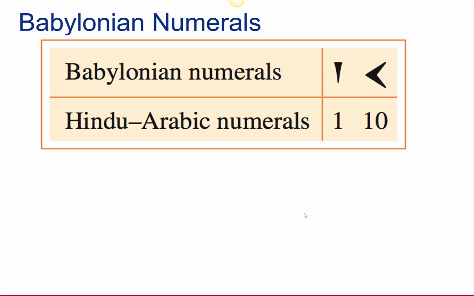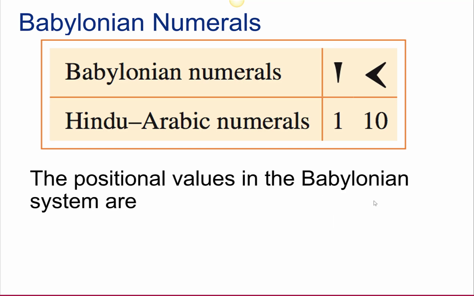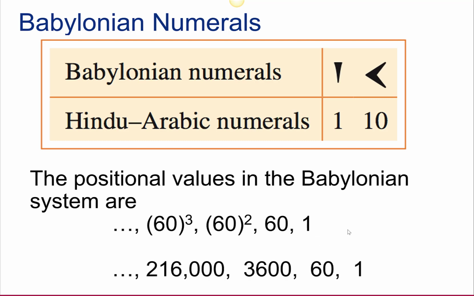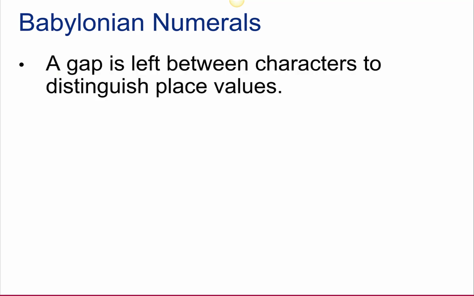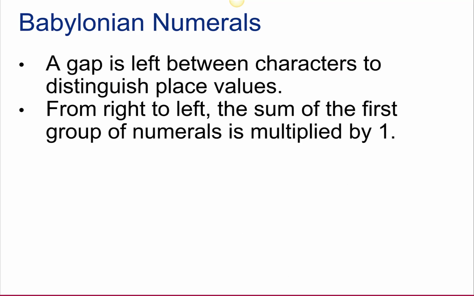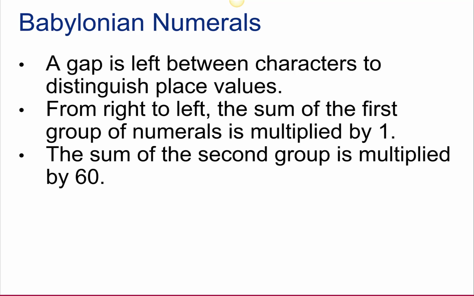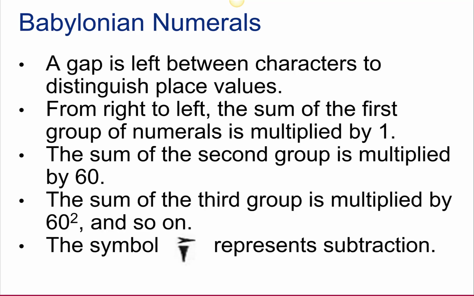So they only have 2 numerals. They're shown here. And the positional values with a base of 60 are 1, 60, 60 squared, 60 cubed, or equivalently if we multiply the amount shown there. A gap is left between the characters to distinguish the place values. From right to left, the sum of the first group of numerals is multiplied by 1, the next group by 60, the next group by 60 squared, and so forth. And we also have a symbol in this system for subtraction, and that's the symbol we use there. It says to subtract whatever is to the right from the symbol to the left.